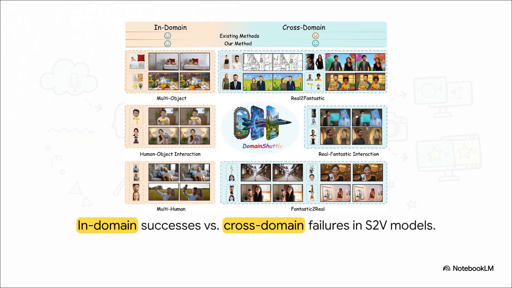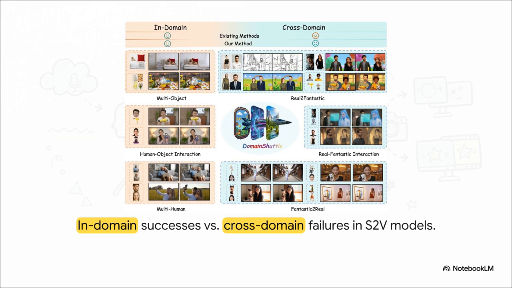But now I want you to look over at the top right, under Cross-Domain, specifically looking at that real to fantastic scenario. In the top row, the reference images are photographs of a real man and a real woman. The prompt asks for them to be placed in an animated, highly stylized world. The existing methods, which are marked by that sad face icon, fail catastrophically. There's no other way to say it. The identities bleed together, the requested visual style is completely lost, and the output looks like a distorted, frankly terrifying blend of real human and cartoon faces. The model just couldn't separate the identity of the people from the photographic style of the reference image. Now look directly below that massive failure. That is DomainShuttle's result.